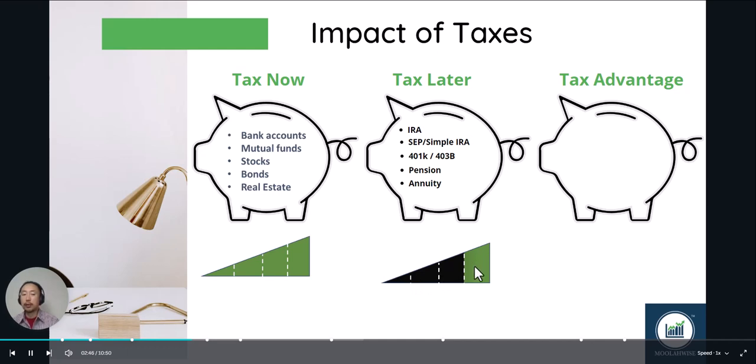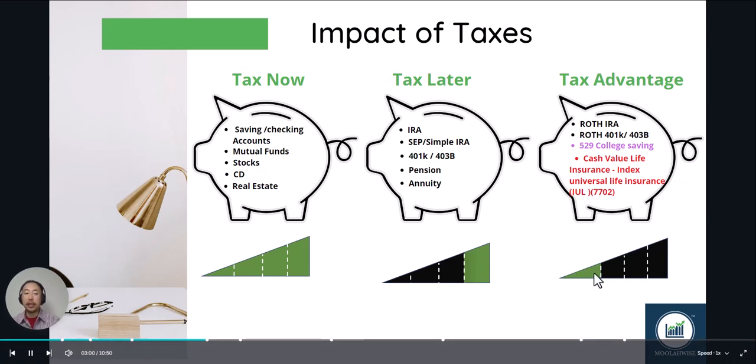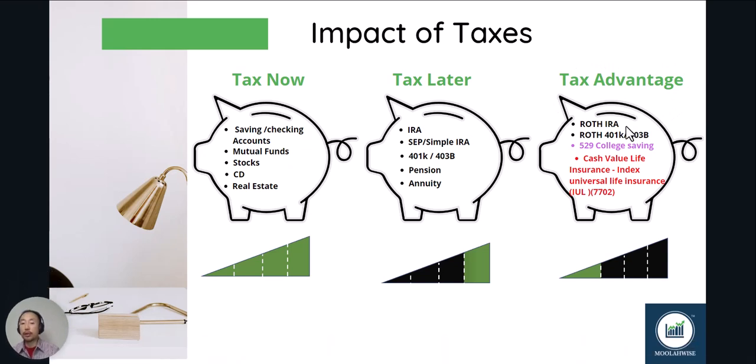In the early years, when you put it in, you don't pay any taxes, because these accounts are funded with pre-tax dollars. That means that the gains in here are going to be taxed later when you do touch the money. And then the last bucket is called the tax advantage, or the tax-free bucket. In this bucket, the money grows tax deferred and tax-free, depending on what vehicle you're using. It's depicted by this graph.